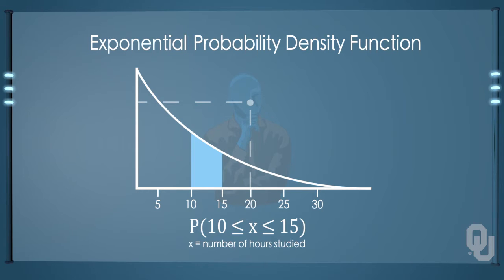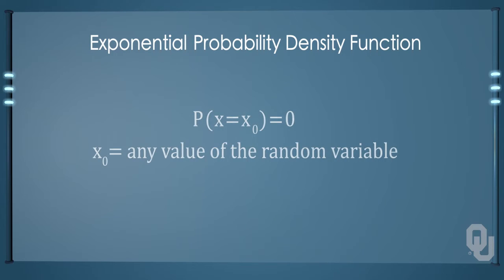The reason is simply that probability is an area under the curve for a range of values, and a point has no range. We can say the probability that x equals x naught equals 0, where x naught is any value of the continuous random variable.